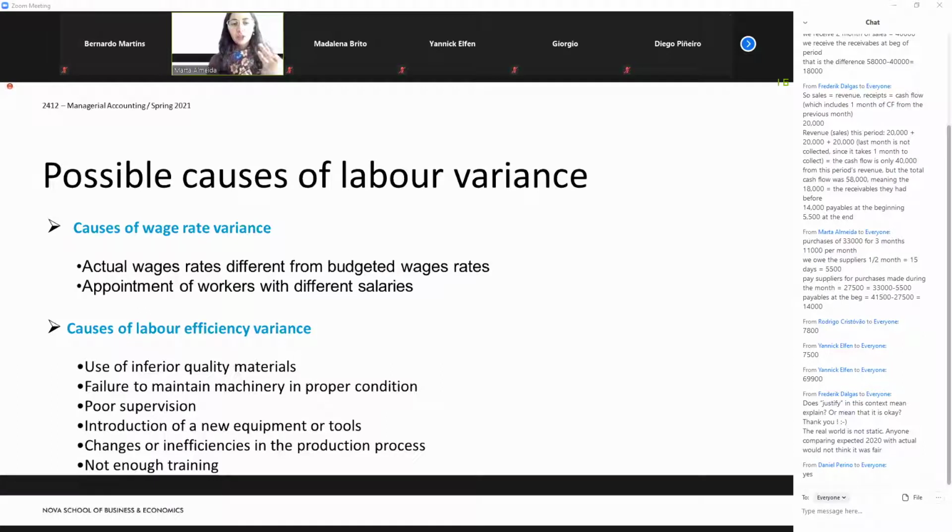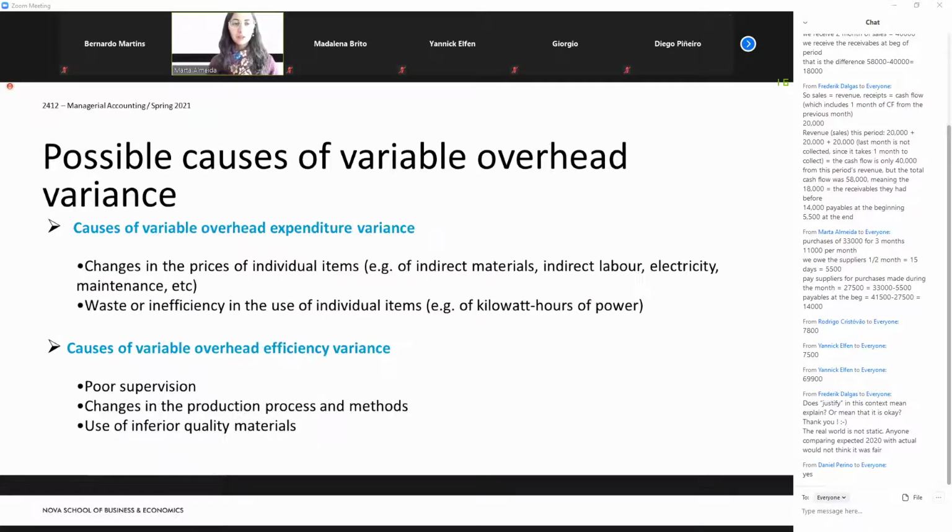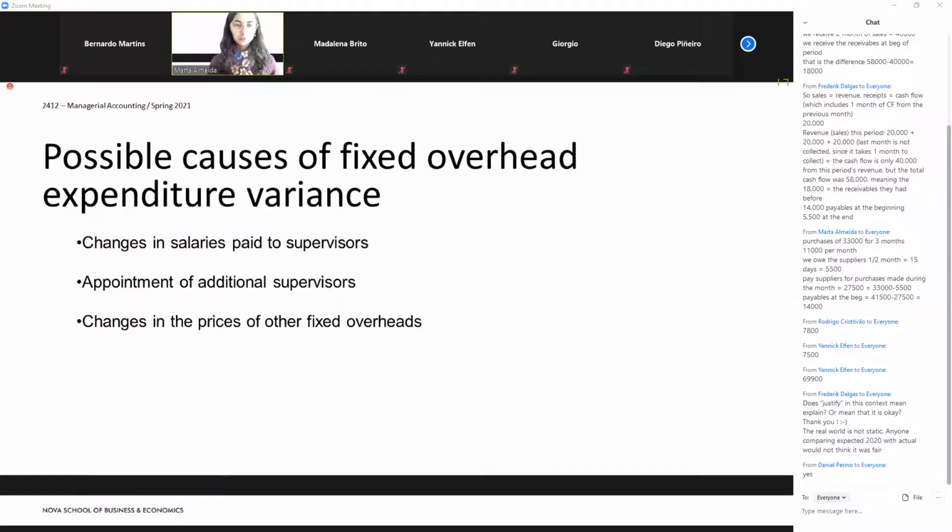It could be changes in the production process, it could be lack of training. So there's a lot of things that can justify variances. These are only a few examples that we have here on the slides.